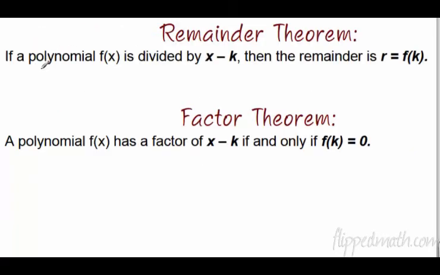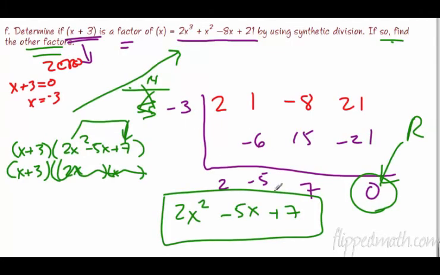If a polynomial is divided by x minus k, then the remainder is whatever you get when you plug in positive k. Okay, so that's because of synthetic substitution. But more importantly, the factor theorem says the polynomial has a factor of x minus k if and only if f of k equals 0. And so that brings us right back to this right here. We're using synthetic substitution, you plug in the negative 3 because at x equals negative 3, you get 0 for a remainder. That means that is a factor.